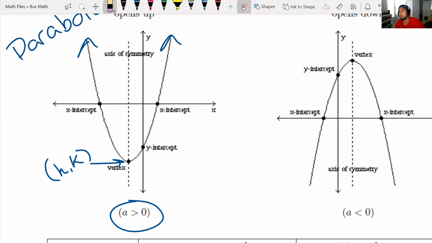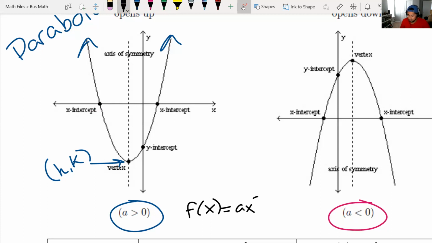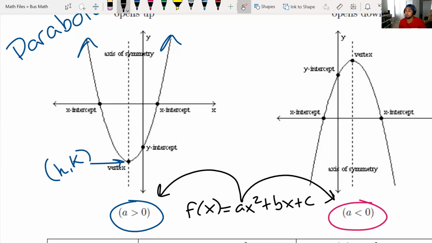The one to the right is a parabola that opens down. It has the same exact characteristics. The only thing different is that the leading coefficient is now negative, less than 0. If you're wondering what a is, remember quadratic functions are always given as ax squared plus bx plus c. This a value, if positive, will open up. This a value, if negative, will open down.